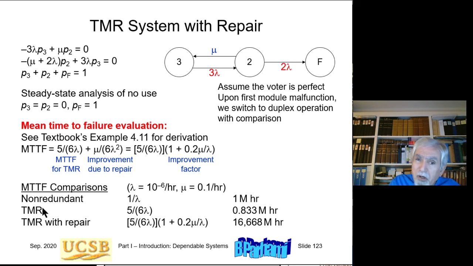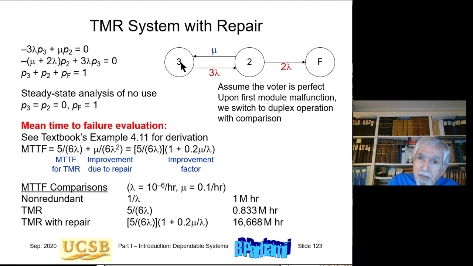Let's say with 10 to the minus 6 per hour, it will be 1 million hours. When you have TMR, surprisingly, the mean time to failure is less. So imagine that this repair transition isn't there. Because of this triple failure rate there and double failure rate there, the mean time to failure is actually reduced. But that's not worrisome because in the short term, reliability will be higher. In the long term, reliability will be lower, but we don't use the system over an extended period of time.